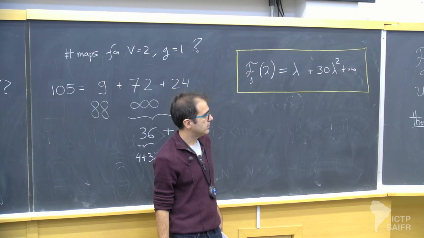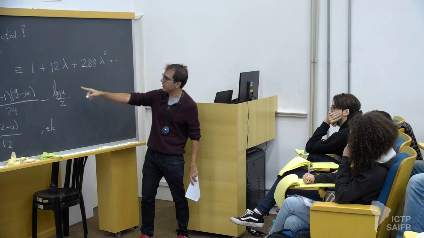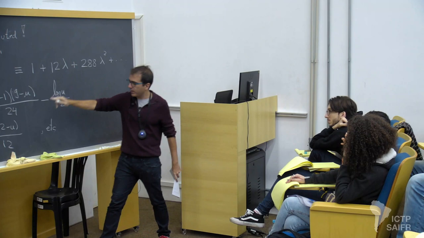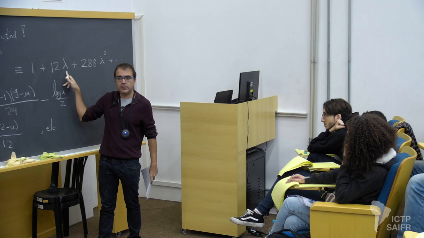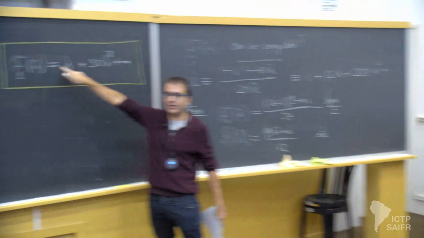For example, let's just check. Let's see if we can check by hand. Maybe it's possible. I did not try to do it, but for F1, it looks easy to do. If I plug this in F1, just the first term, 1 plus 12 lambda, 2 minus that gives 1, and I get inside the log 1 minus 12 lambda. But log of 1 minus x is just minus x for small x. So I guess just 12 lambda, that cancels the 12 and gives 1. And that's the first term here. Then you can check that the next term gives 30. OK?